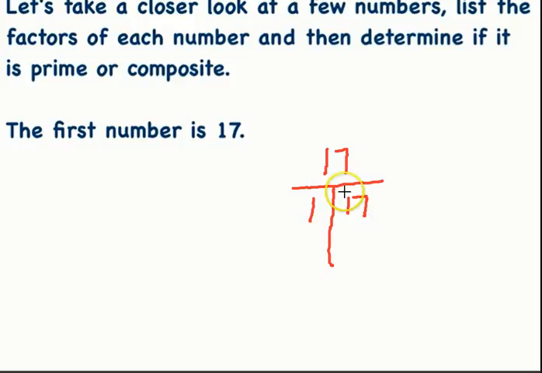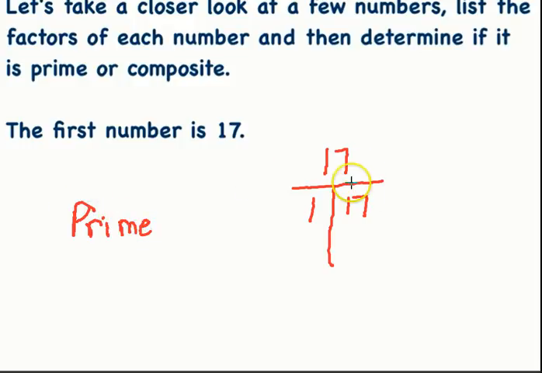17 is odd, so we know we can't use the number 2 because all odd numbers cannot be divisible by 2. 2 is even. I can't divide it by 3, nor 4, nor 5, 6. If I know my multiplication facts, I know there is no other way to make 17. So we know that 17, because it only has two factors, itself times 1, is going to be a prime number.